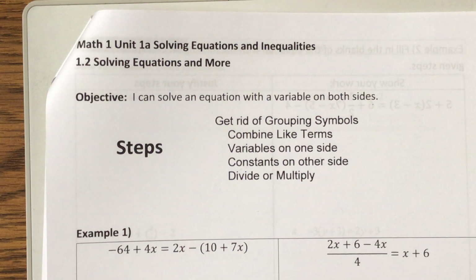So let's review the steps for solving equations. Our objective today is still what we've been working on, solving equations where we have variables on each side. The first step is to get rid of grouping symbols. The second step is to combine like terms. The third step is variables on each side. The fourth step is constants together. And the last step is to always divide or multiply.